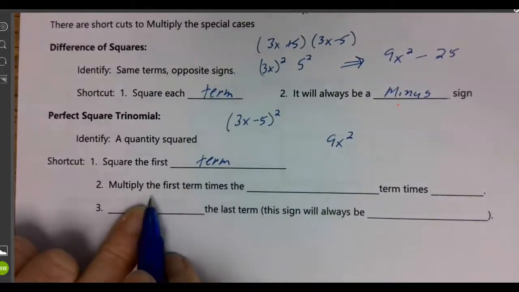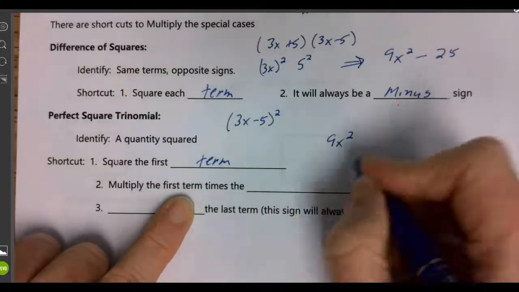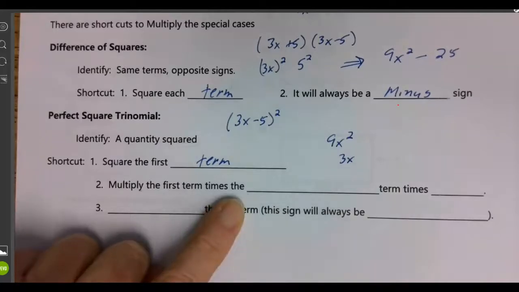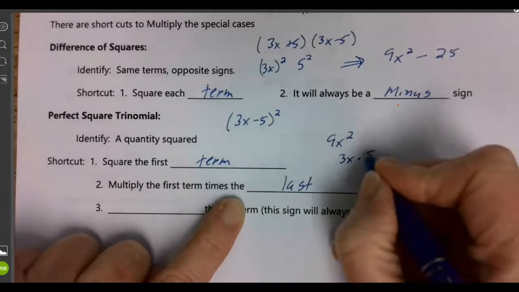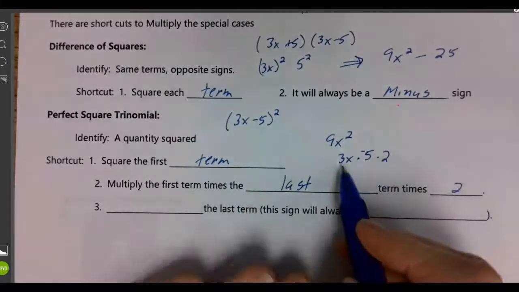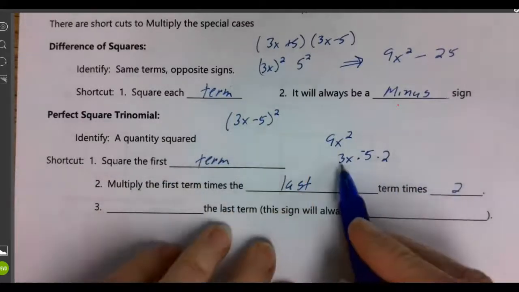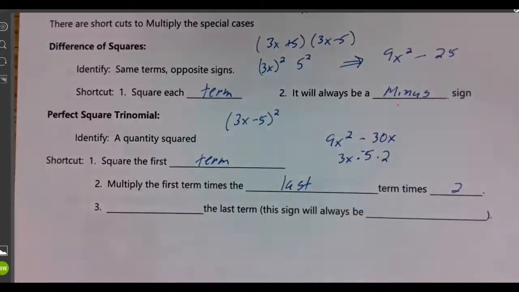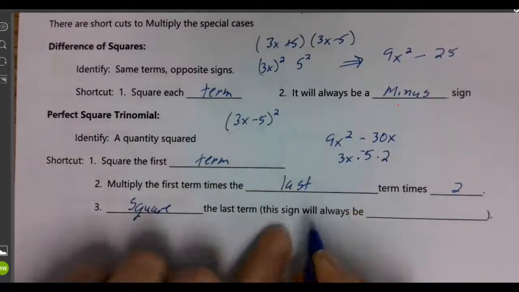Now, watch this. Multiply the first term, so 3x, times the last term, so times negative 5, times 2. So I'm going to take 3x times negative 5 times 2. So that gives me negative 15 times 2. That's going to give me a negative 30x.